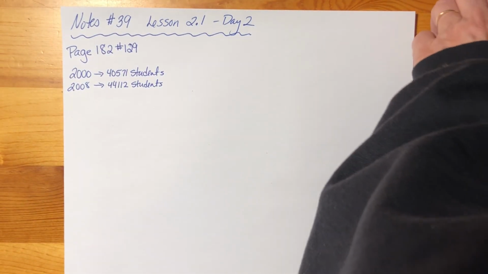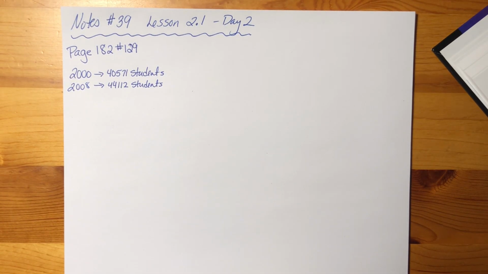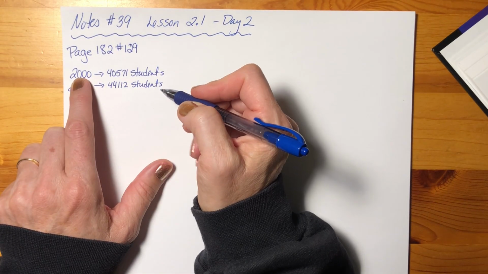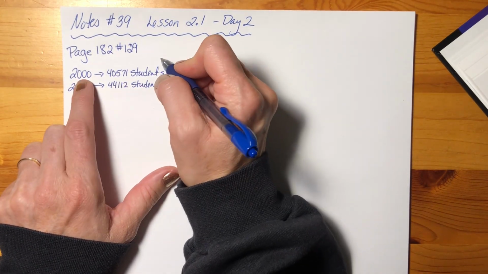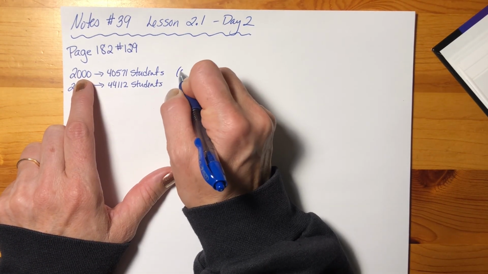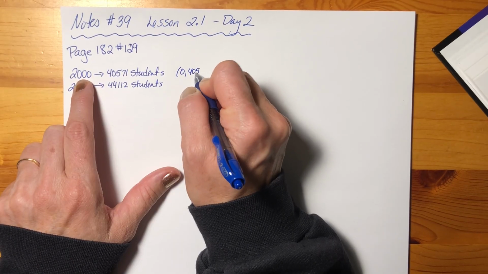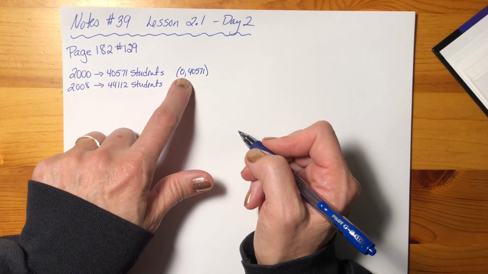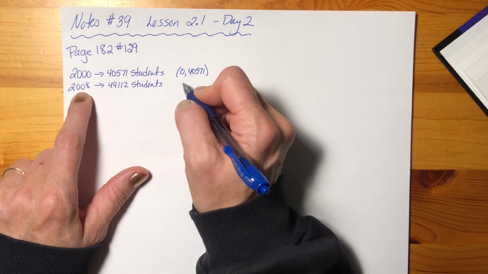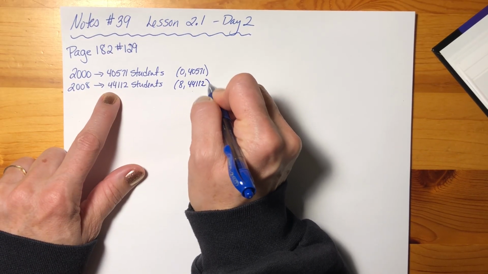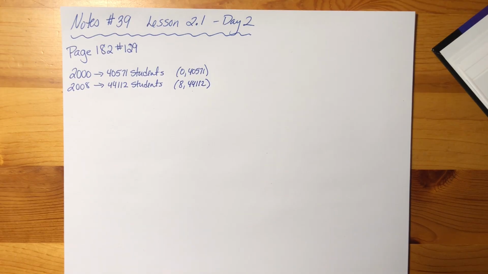Okay, so a couple things going on here. I'm going to do this old school by hand, and then we're going to pull out our handy dandy calculators. The first thing we need to think about is it gives me some direction about my year. It's telling me that 2000 would be t equals 0. So here we're going to use the ordered pair (0, 40571). I'm not going to put the comma in the 40,000 because it looks weird with the ordered pair. And then 2008 would be 8 years after 2000, so (8, 44112).